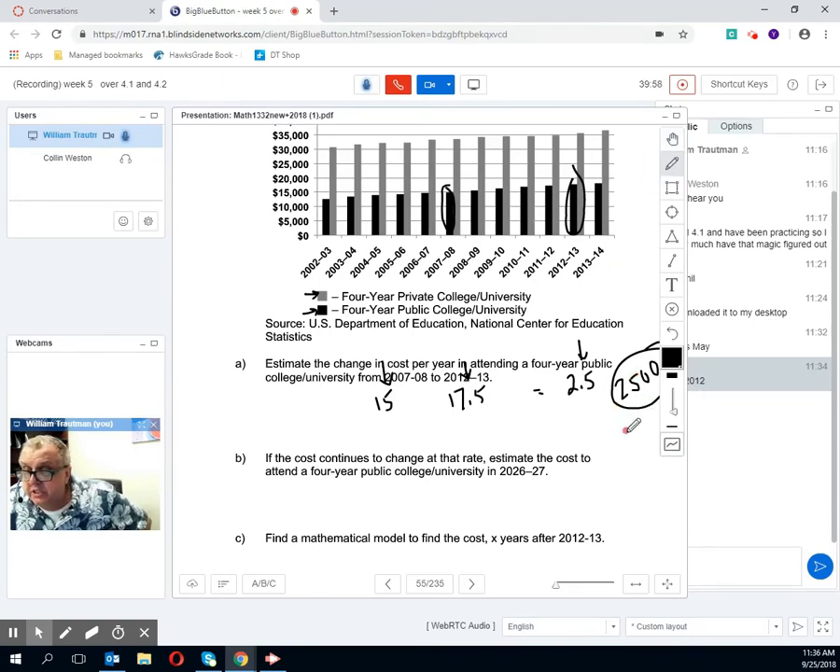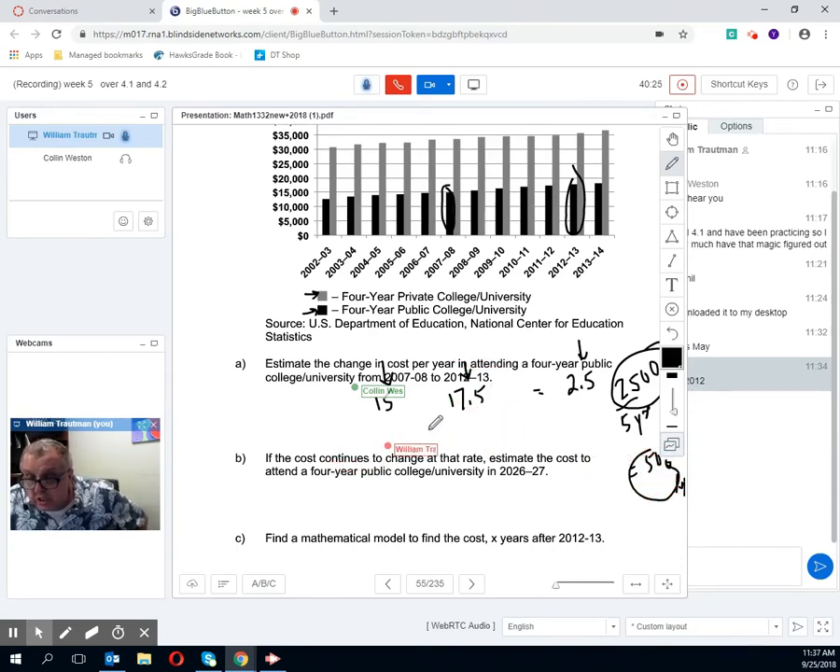So we're looking at slope there. And it increased 2,500 in 5 years. The question is, how much is it per year? So 2,500 in 5 years, divide 2,500 by 5, and that's $500. That's $500 every year. So tuition increases $500 every year.